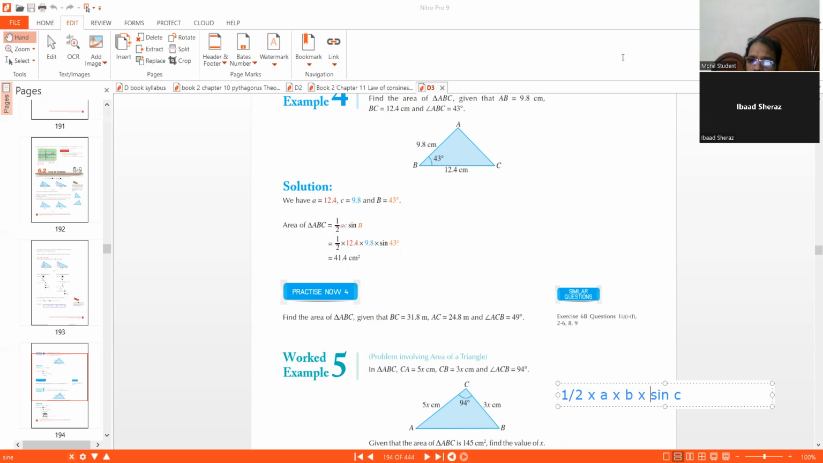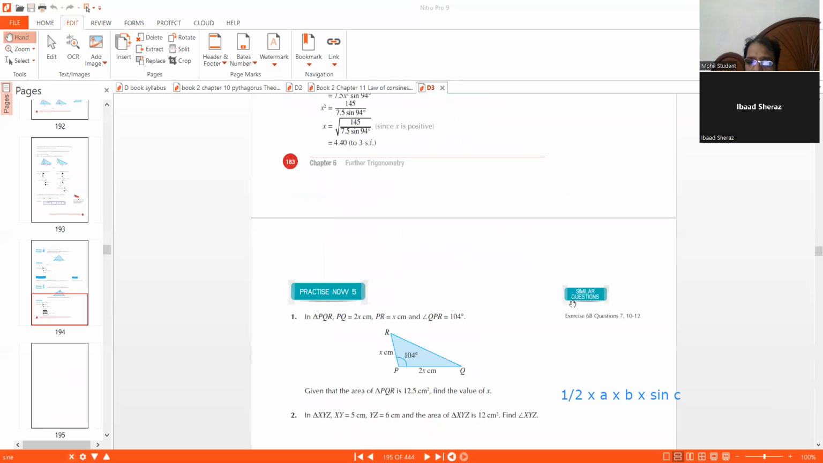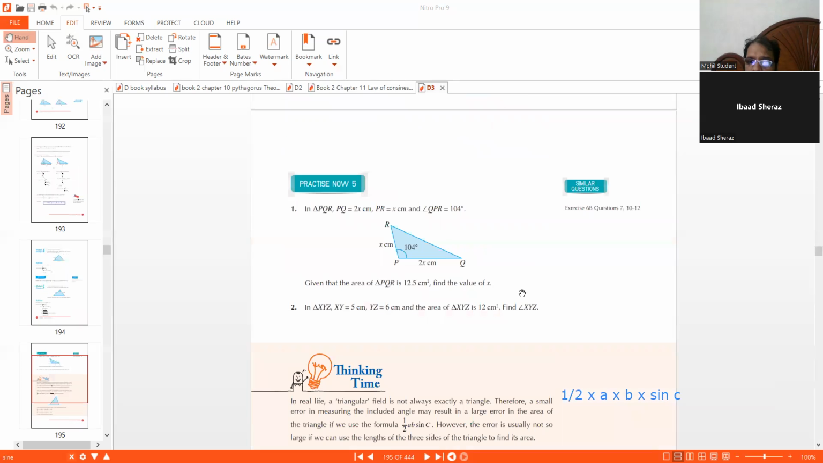So that was the formula for law of sines, for the calculation of area of triangle using law of sines. Any difficulty in it? Nope. Can you please tell me the formula which you will use over here?